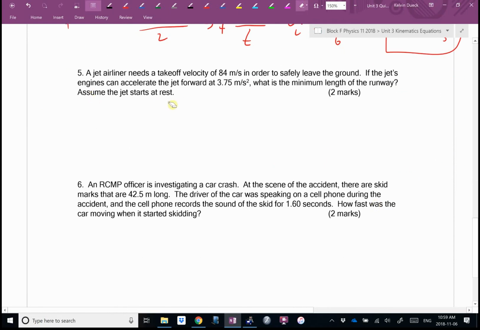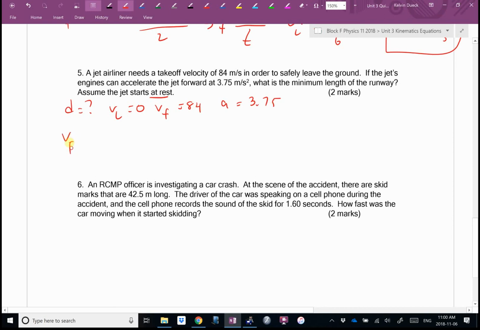I wrote here, assume the jet starts at rest. I might not give you that hint. I might expect you to reasonably, I'm making the assumption all of you have watched an airplane take off or been in an airplane, a jet that was taking off, and they do start out initially at 0 before they rev up. They want the maximum length of the runway, so D equals question mark. VI is 0 at rest. VF is 84. A is 3.75.